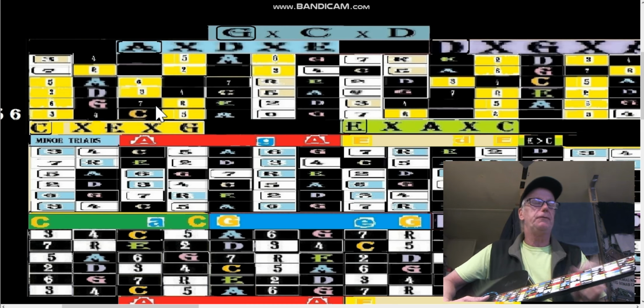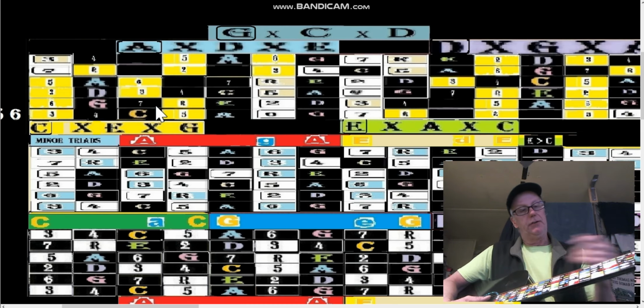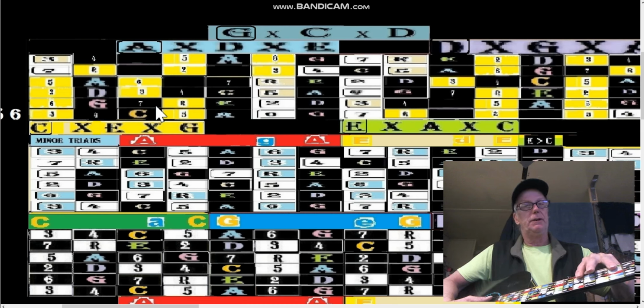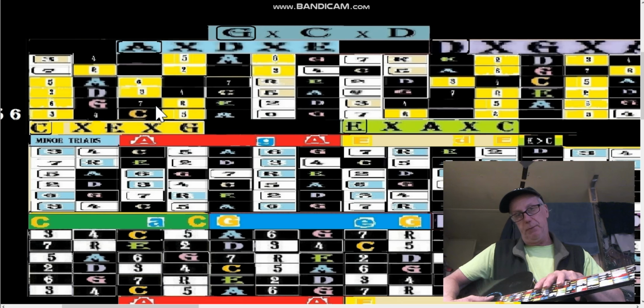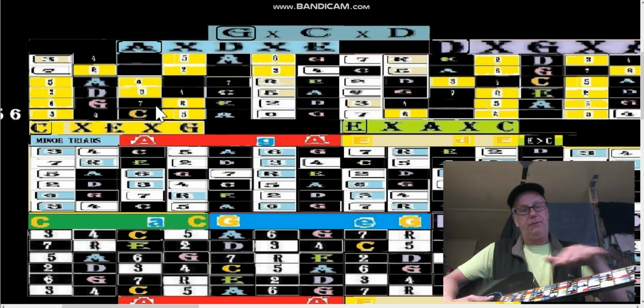But remember, don't confuse that circle with the circle of fifths, because the circle of fifths is the CAGED word every other letter, and you play it going this way. So we've got the C box here, and then we have the G box here, and then we have the D box up here. So that's in fifths.